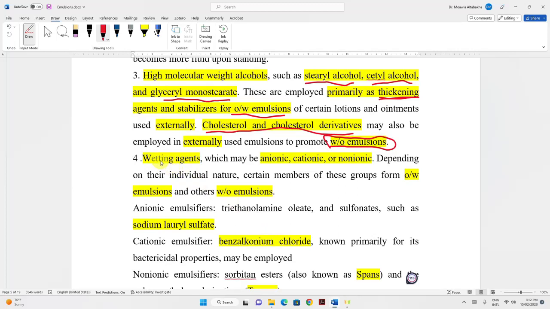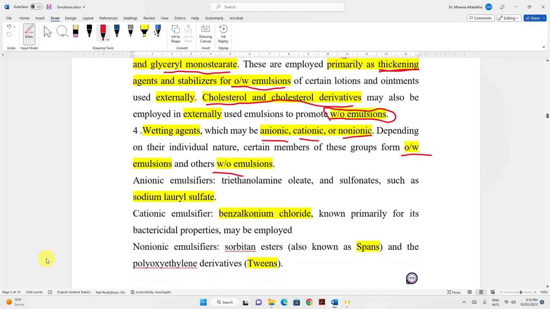Wetting agent, here we mean surfactants, surface active agents, and they are of three types: anionic, cationic, and non-ionic. Depending on the surfactant, and as I said before, whether it's more water soluble or more oil soluble, it will either form oil in water or water in oil emulsion.